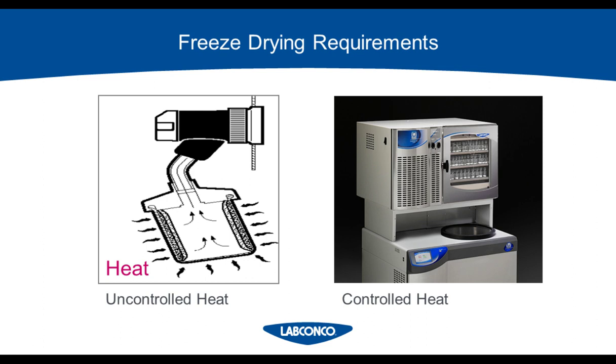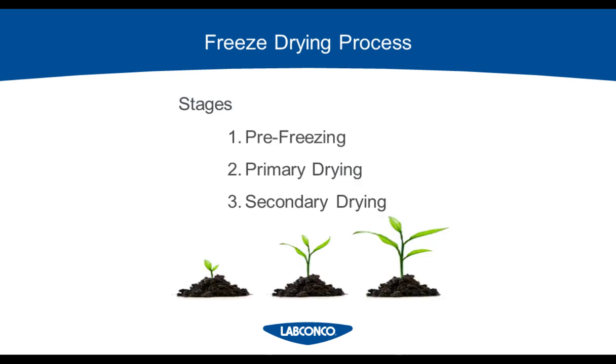These images are showing the difference between uncontrolled heat and controlled heat. With uncontrolled heat, the flask is receiving ambient heat from the air in the room, making it hard to control. For samples in the pharmaceutical industry or production samples, people will typically use a tray dryer so they can apply controlled heat to their samples.